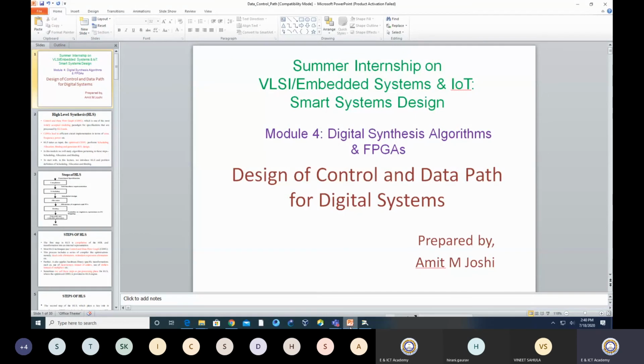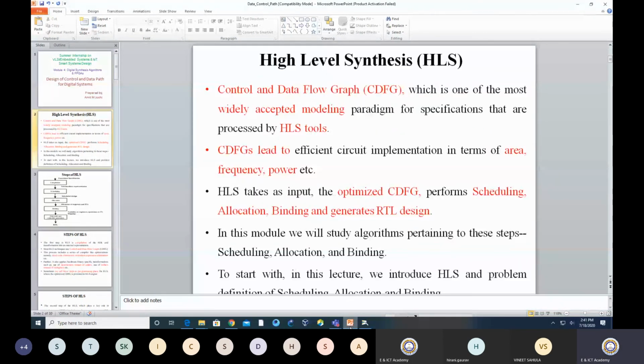So that is the control and data flow graph, which is one of the widely accepted modeling paradigms for a specification that proceeds through an HLS tool, that is, high level synthesis. It leads to an efficient circuit implementation in terms of area, power and frequency. Usually these three are the most important parameters for any VLSI circuit.